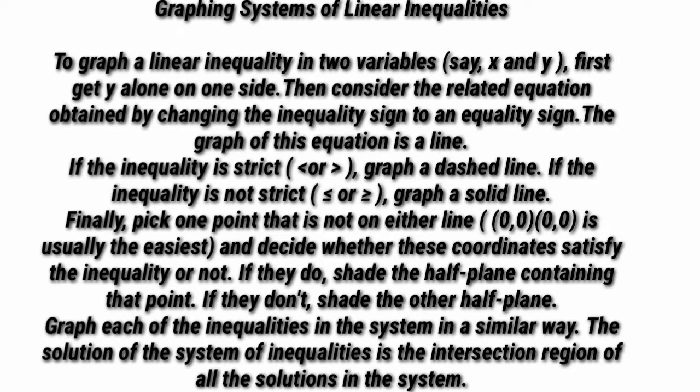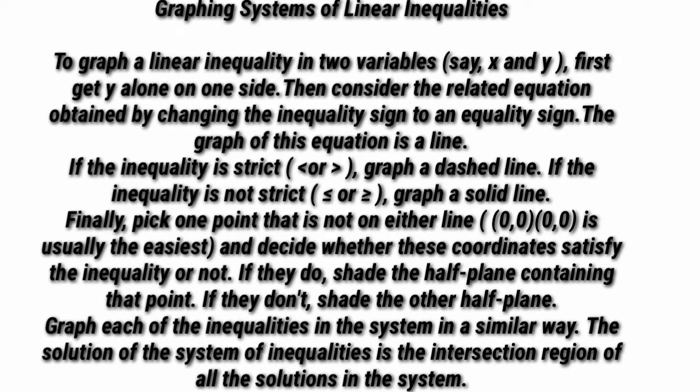If they do, if it satisfies, shade the half plane containing that point. If they don't, shade the other half plane, means if it does not satisfy, then we have to shade away from the origin, right? Graph each of the inequalities in the system in a similar way.